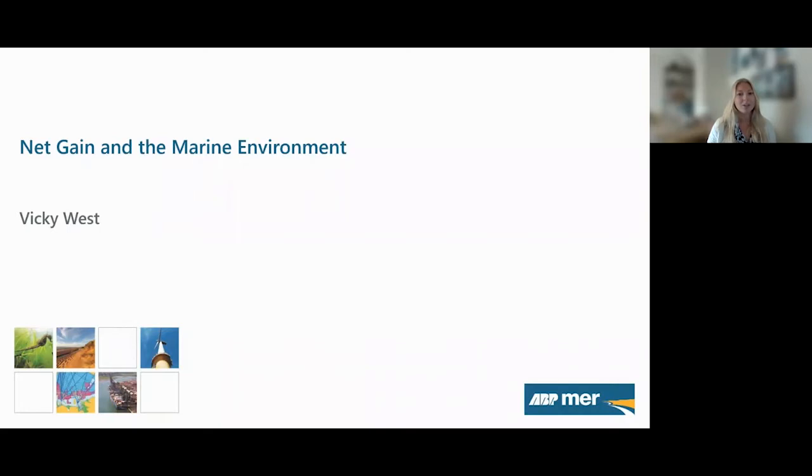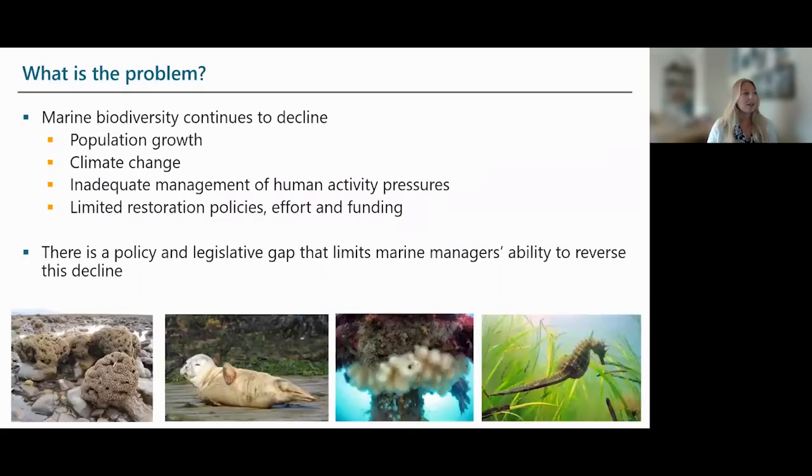So going right back to the beginning, what is actually the problem? Well, there's increasing recognition of the need for greater action to restore the marine environment in the face of continued decline in marine biodiversity. That's occurring for a wide range of reasons: population growth, climate change, etc. But there is a policy and legislative gap that's limiting the ability of marine managers to reverse that decline. Net gain offers a valuable approach that can contribute to halting that loss.